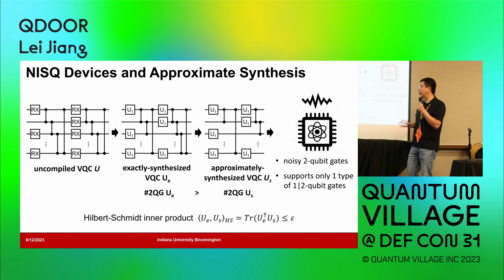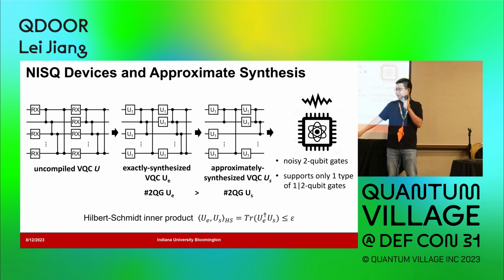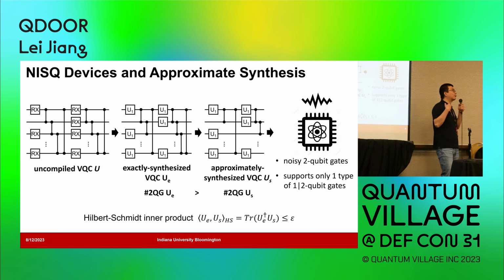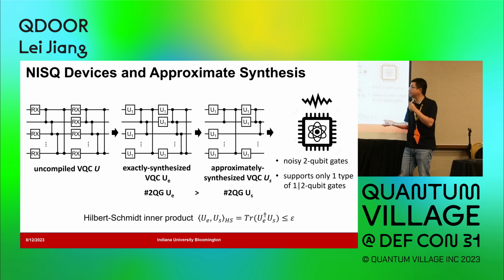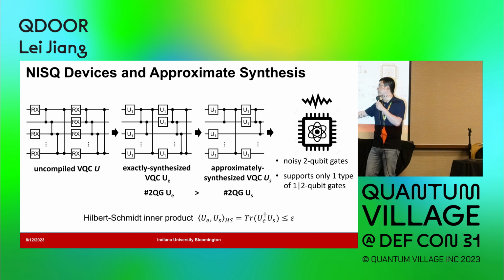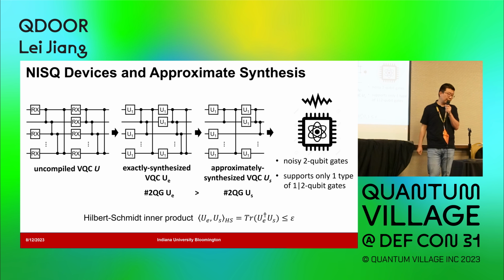So we can use a metric named the Hilbert-Schmidt inner product, epsilon, to describe the unitary difference between two synthesized VQCs. A larger epsilon means the compiler has more freedom to delete more 2-qubit gates. That's the reason why an approximately synthesized VQC may have fewer 2-qubit gates than the exactly synthesized VQC. So if epsilon is small, you have to follow the design of the original uncompiled VQC. You cannot randomly delete 2-qubit gates.